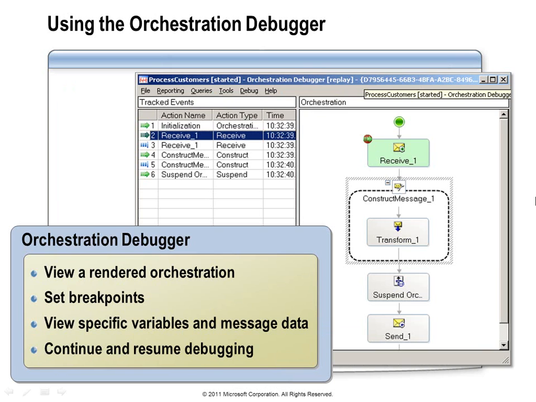At some point, you will probably encounter a situation in which you need to know more than just the status of your orchestration. You might need to dig into the orchestration to see what's going on. And BizTalk addresses that need by providing an orchestration debugger. After an orchestration has processed, you can view its tracking data in the debugger. If an exception occurred, for example, you could see how far the orchestration progressed before the exception was thrown.